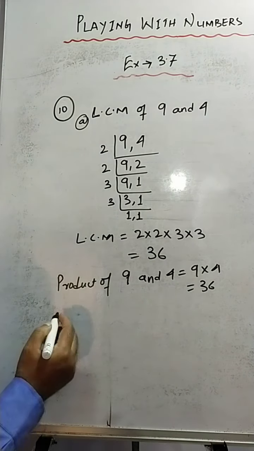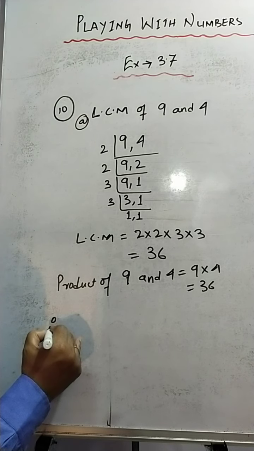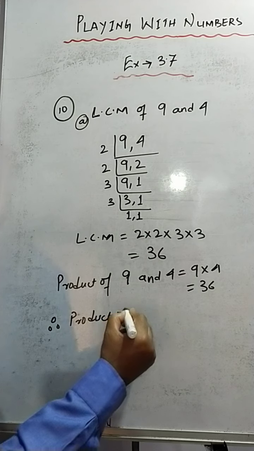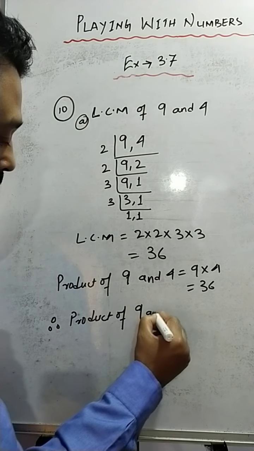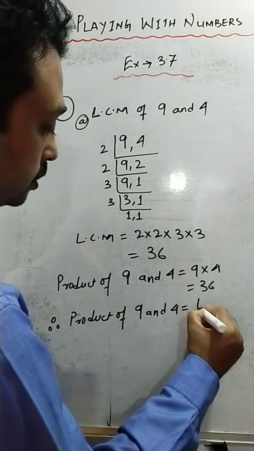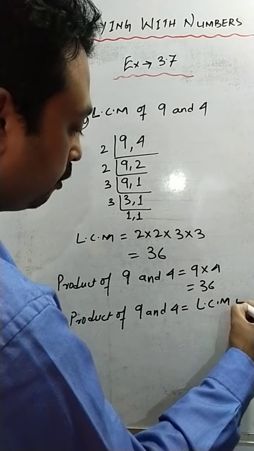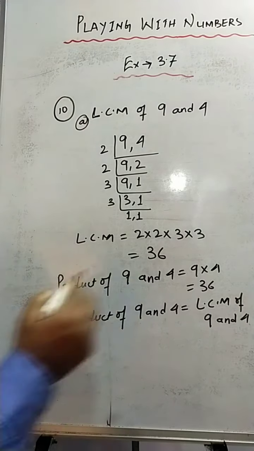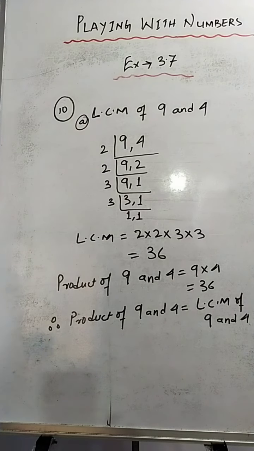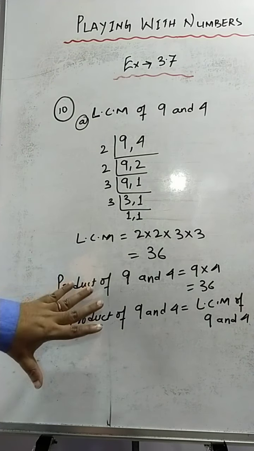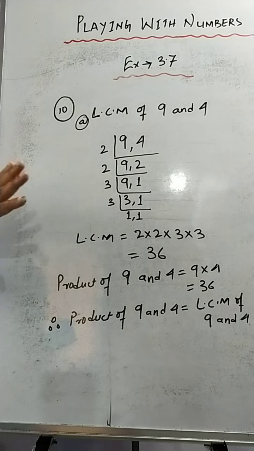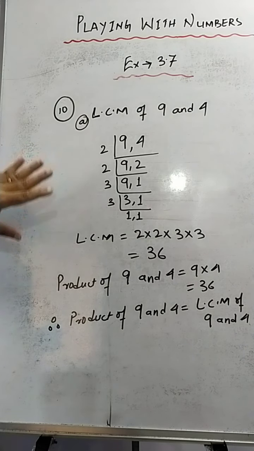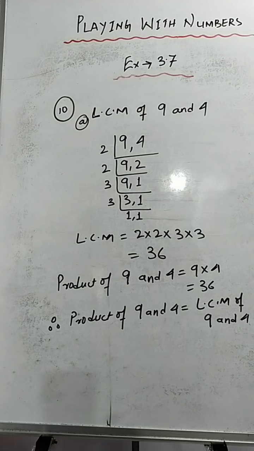So what we have to write at last? Hence, therefore, the product of 9 and 4 is equal to the LCM of 9 and 4. Okay, so this is what you have to write. And this process you have to do with question B also, C also, and D also. Let's move on to sum B.